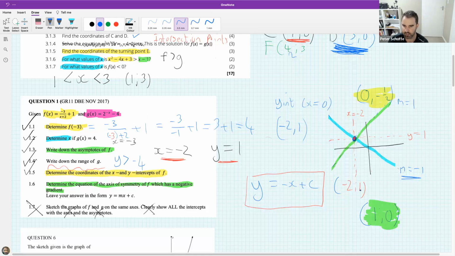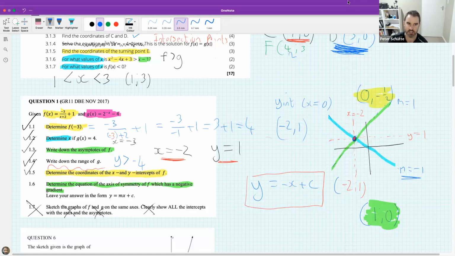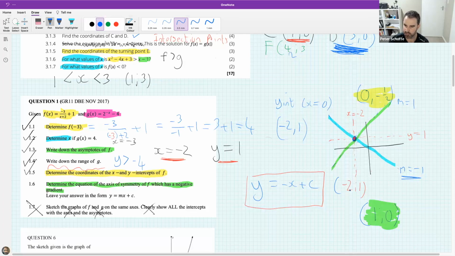So I'm going to take this -2, 1, and I'm going to use it somehow to figure out c. What am I going to get? Okay, so I take -2 as x, y is 1. So I go 1 equals -(-2) plus c, and then 1 equals 2 plus c. I take away 2 from both sides. c should be -1. And the equation of my axis of symmetry is going to be y equals -x minus 1.